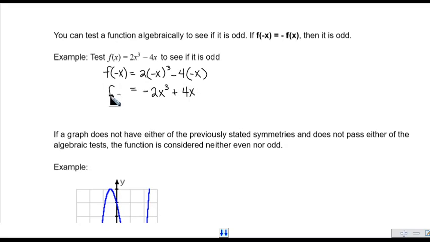So here's what I'm looking for. This new function that I have created, is it exactly the opposite? Every sign changed in every term. And it is. So this is an example of an odd function.